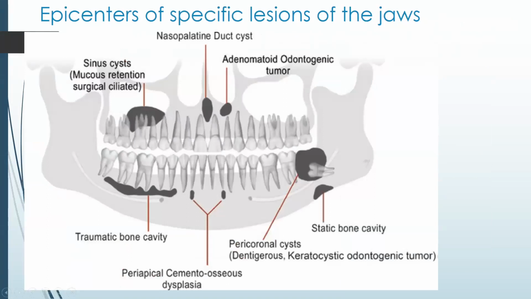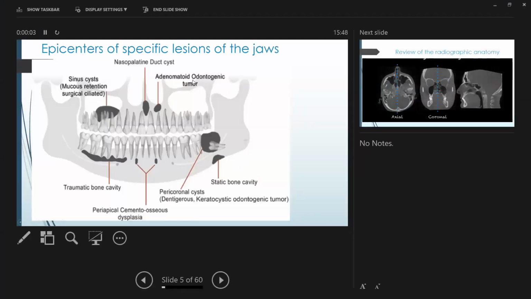Coming to the epicenters of the specific lesions of the jaws, you have various epicenters where they are characteristic. So these lesions will occur only at these points in the oral cavity or in the jaws. For example, a static bone cavity will occur only in the body of the mandible. The pericoronal cyst is more concentrated around the pericoronal aspect of the tooth, especially the third molars, that is the dentigerous cyst and the keratocyst, because previously it was classified as a tumor. And then the lower anteriors are the epicenters for PCOD.